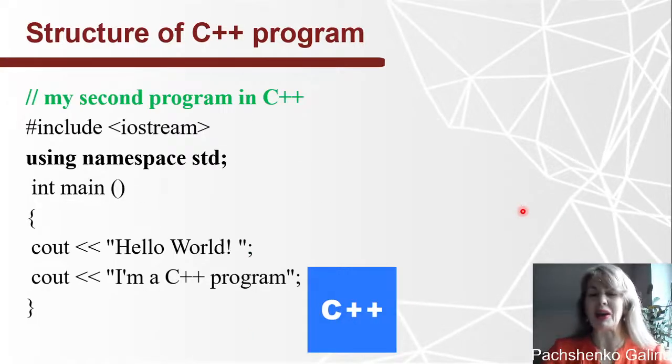So let's rewrite our program, the same program that was above, using this line, using namespace std. We put it here, and now we don't need to use this prefix std. We just write cout. The same program, but here we display on the screen two parts of text. The first one, hello world, and the second, I'm a C++ program, using the output function cout.